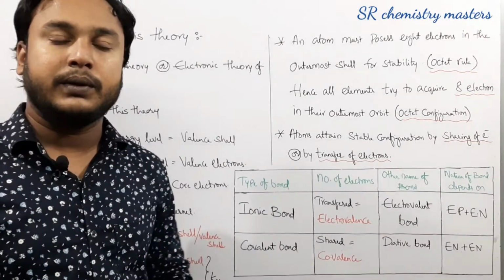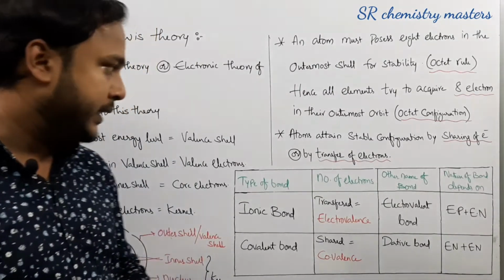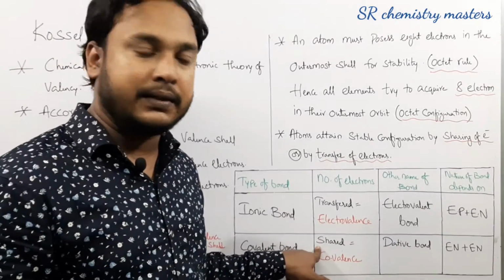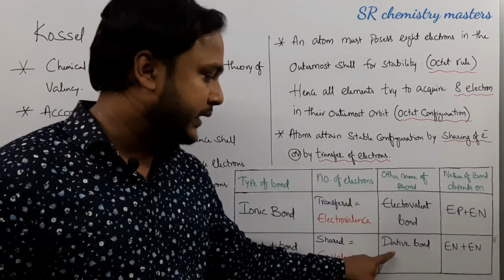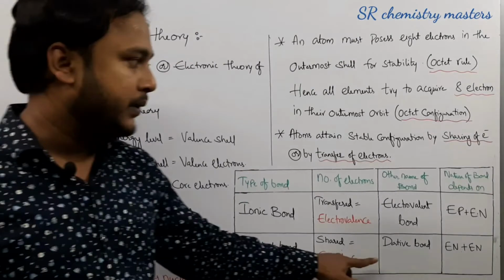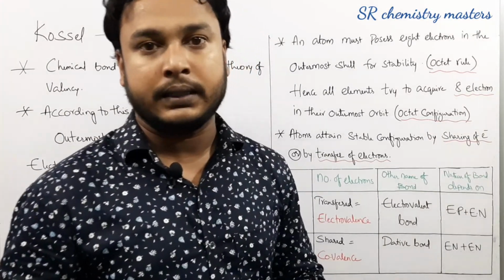As you know, a covalent bond is the bond formed between two atoms because of sharing of electrons. Here, the number of electrons shared between the two atoms is considered as covalency, and the other name of this bond is dative bond. Remember, the other name of a covalent bond is dative bond. Here, the nature of the bond depends on the electronegativity of both the atoms.